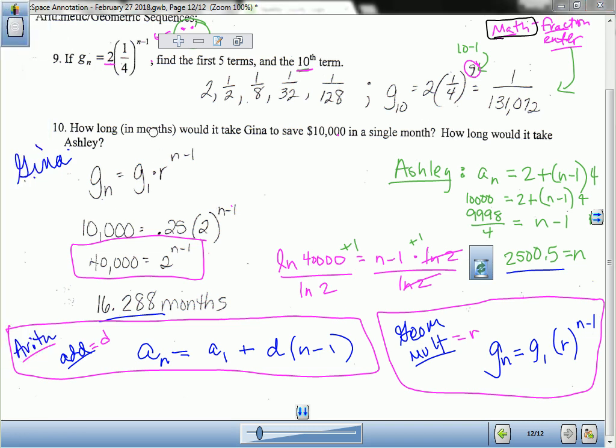All right, now the last question asks you to compare the two. Gina's situation was geometric. Ashley's situation was arithmetic. So for $10,000, we would plug 10,000 in here and solve. To solve this, you can either take the log or the natural log of both sides. Either way, log or natural log to solve. And that's what we just finished in our last unit. That is the reason why this little section follows logarithms.